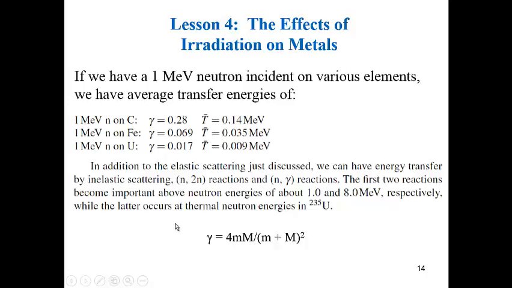So we have this elastic scattering that we've just discussed. This is a neutron hitting the different elements. And we can have energy transfer by inelastic scattering, n,2n reactions, and by neutron-gamma reactions. So the first two reactions become important above neutron energies of about 1.0 and 8.0 MeV, respectively, while the other one occurs at thermal neutron energies in uranium-235. So you're talking about thermal neutrons.